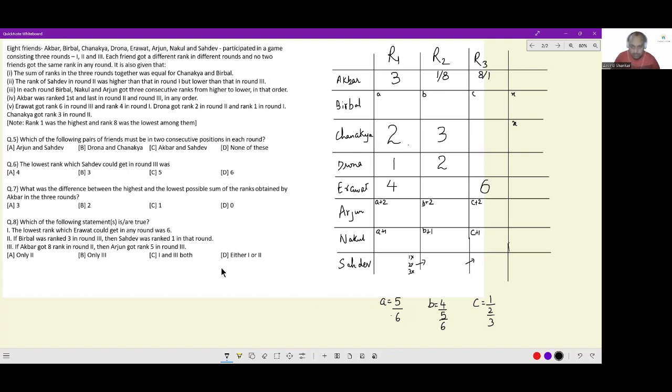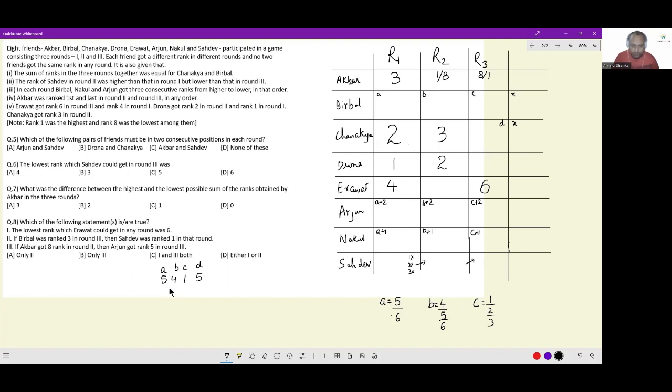So what we have to do now is, I'm putting this down as D. For A, B, C, and D, what are the possible pairings that can happen? For A being 5, B being 4, and C being 1: 5, 4, 1. Remember, the sum of ranks of Birbal and Chanakya had to be the same. So I already have 5 here, and D would then be 5. Yes, this is possible.